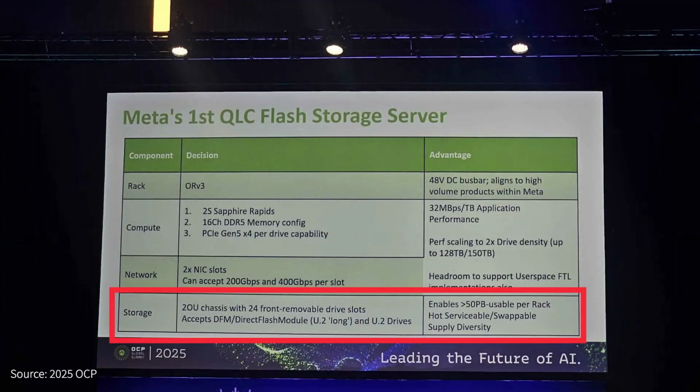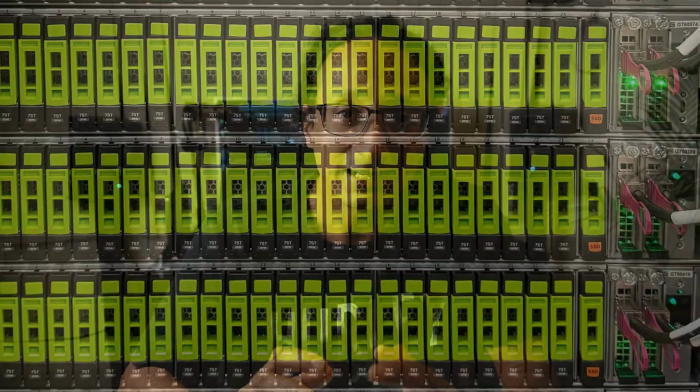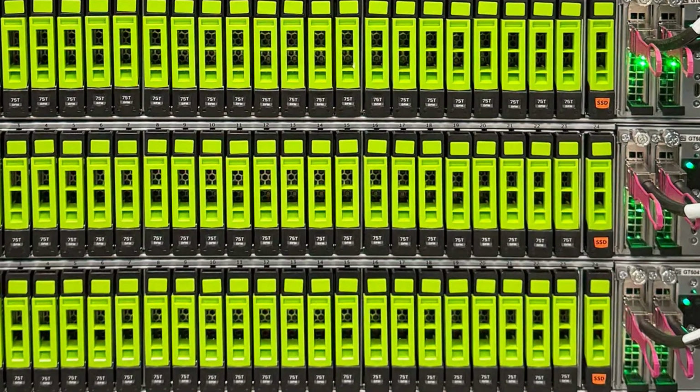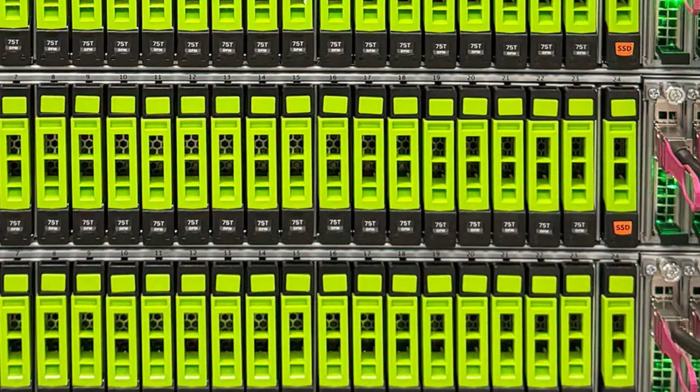Meta just built a storage system that can hold 50,000 terabytes. That's 50 petabytes of data in a single storage rack. Now, if you think of it, that can hold about 10 million 4K movies in one go. And it's all built on flash storage that most people thought was just too slow to ever be useful.